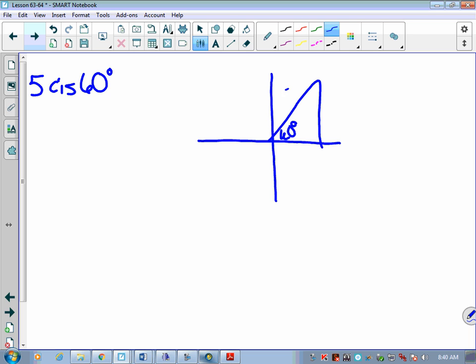So this is 5. Now what's handy about this is that it's 60. Why is that handy that it's 60? It's a 30, 60, 90 triangle. So we know what our ratios are at that point. So it goes 1, 2, radical 3. So what am I going to do to find my x coordinate? Divided by 2.